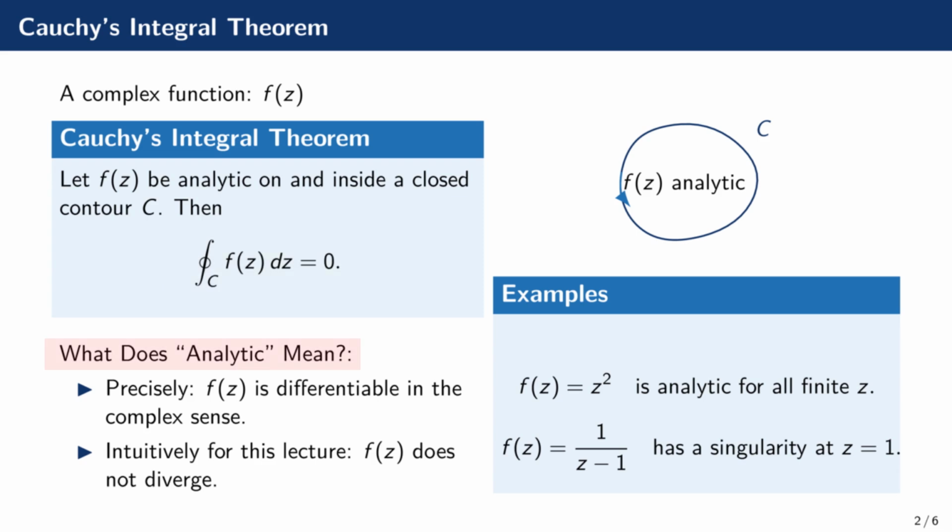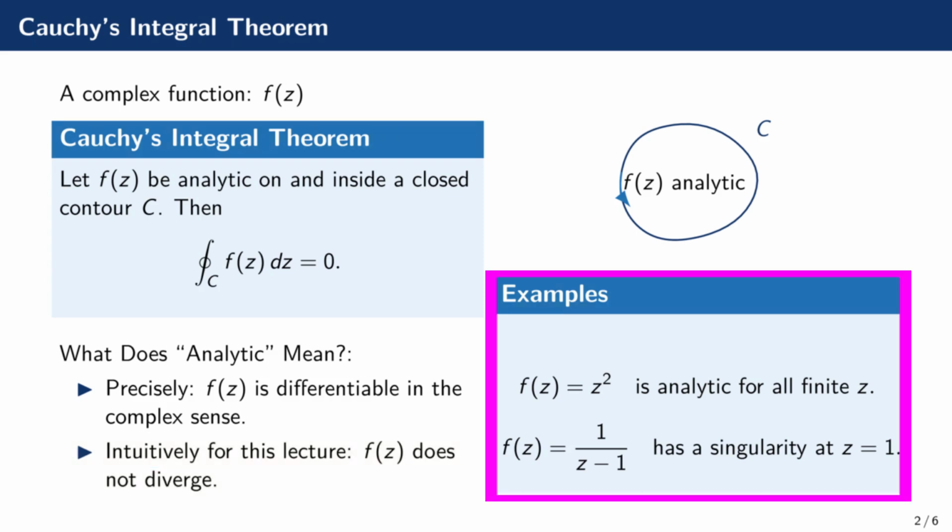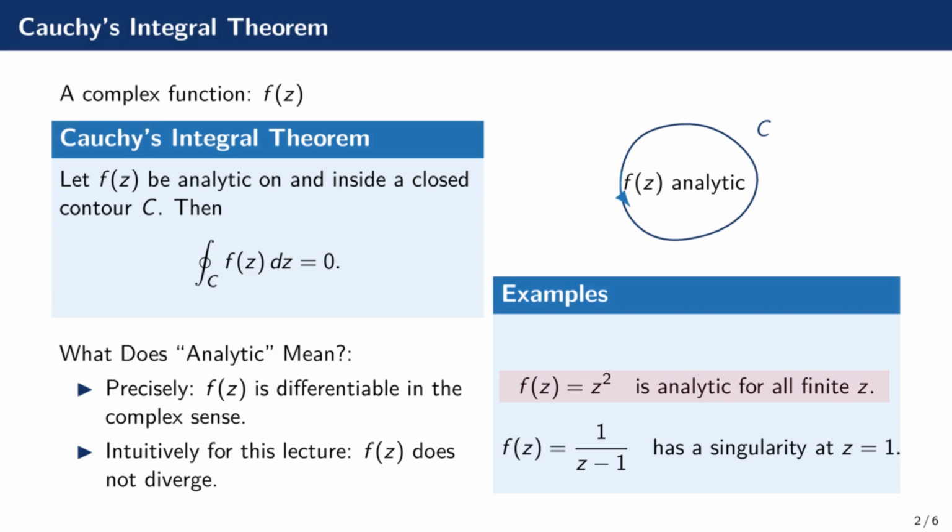What does analytic mean? Strictly speaking, a function is analytic if it is differentiable in the complex sense. But for now, you can think of it more simply. The function does not diverge. For example, f of z equals z squared is analytic everywhere. On the other hand, f of z equals 1 over z minus 1 becomes infinite at z equals 1. So this point is not analytic. This point is called a singularity.